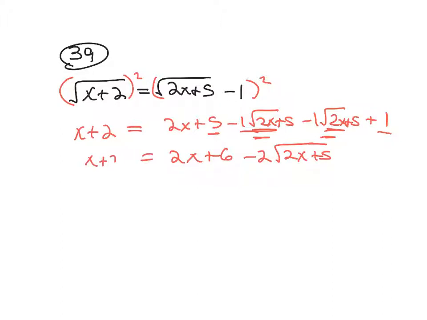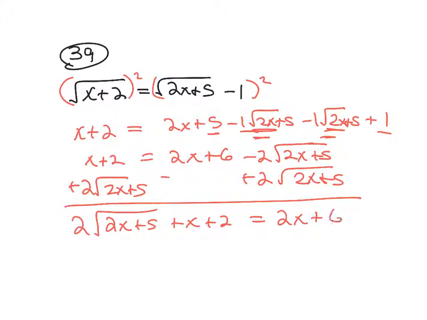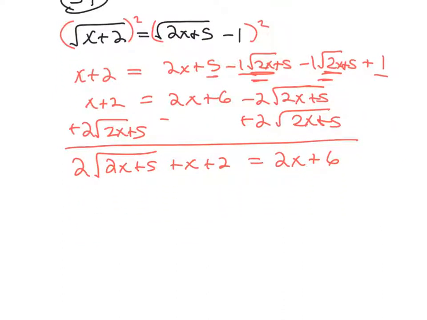This side I'll drop down. Again, I need to isolate my radical. So I'm actually going to move the radical over so it's positive. So now I have 2 times the square root of 2x plus 5 plus x plus 2 equals 2x plus 6. Again, I need to isolate the radical, so let me start moving the x and the 2 away from it.